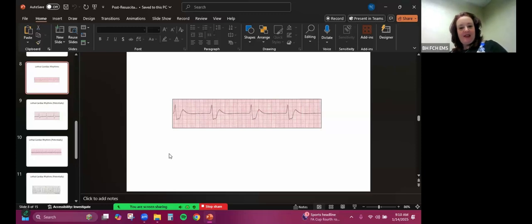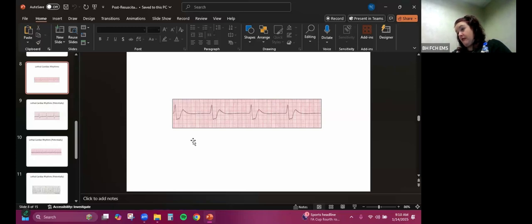So what is it? I would say it could be a junctional. So what do your rhythms with no P waves look like? Is it gonna be junctional or a block, right? Blocks have the ones that drop, but they all have P waves, so that's not a block. So what would you consider it? Junctional.